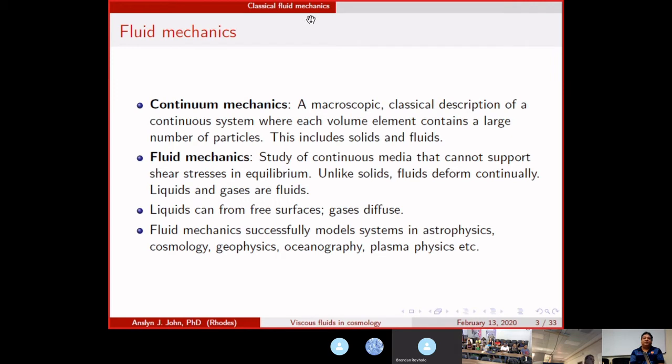Fluid mechanics has a large number of applications, and it's been successfully used to model systems that occur in astrophysics and cosmology, as well as geophysics, oceanography, and plasma physics. I should point out that magnetohydrodynamics is an incredibly successful subject, and that essentially is the fluid description of systems containing plasma. So that was an area in which the fluid description turned out to be quite useful and developed into a subject of its own right. So fluid mechanics has a very rich history and a very wide range of applicability. And in my seminar, I'm going to look at fluids, and in particular viscous fluids, and see how they're used in cosmology.